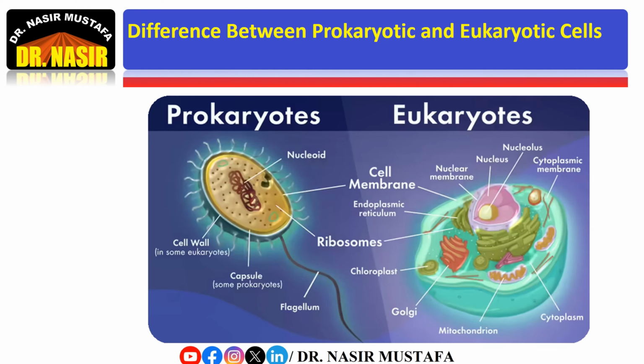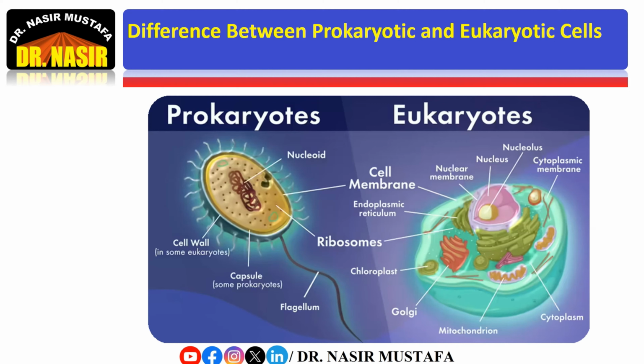Cells can also be classified as prokaryotic or eukaryotic. Prokaryotic cells, like bacteria, have no true nucleus, are small and simple, and divide by binary fission. They have circular DNA and 70S ribosomes.